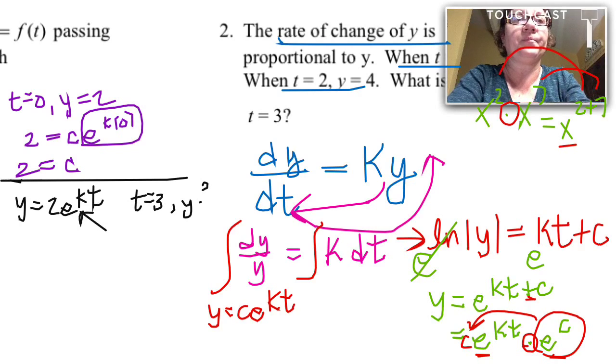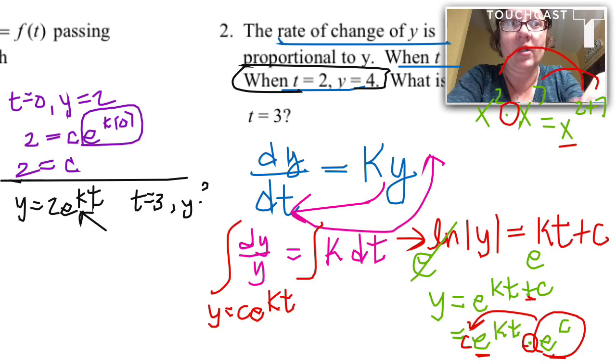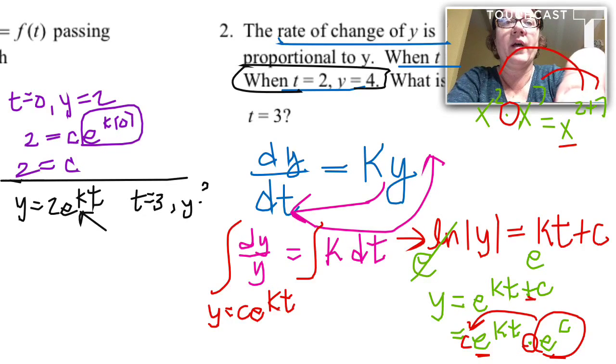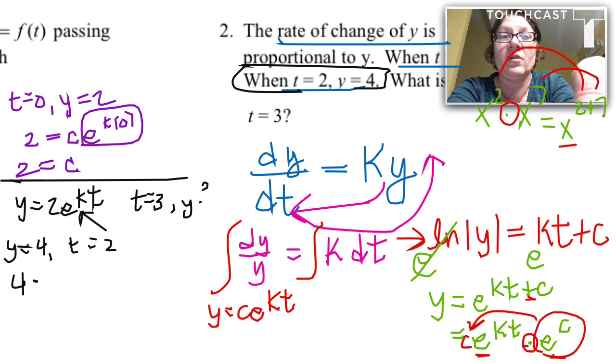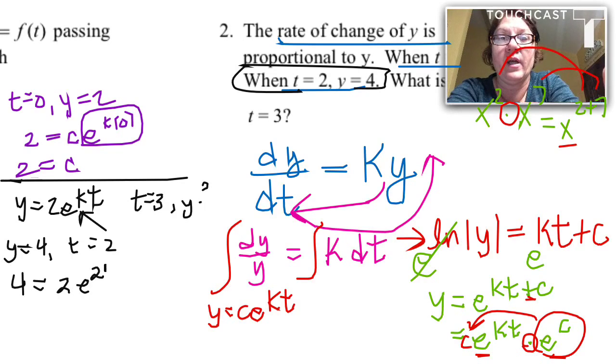So then I go back and I notice, oh, I do have some other information that I haven't used. So I know that when y is 4, t is 2. So let's see what happens in that particular scenario. It's going to look like this. So now it'll be 2k. And then, of course, I'll want to solve for k, which is in the exponent. So I'm going to have to divide both sides by 2. So if I divide both sides by 2, it'll be this.